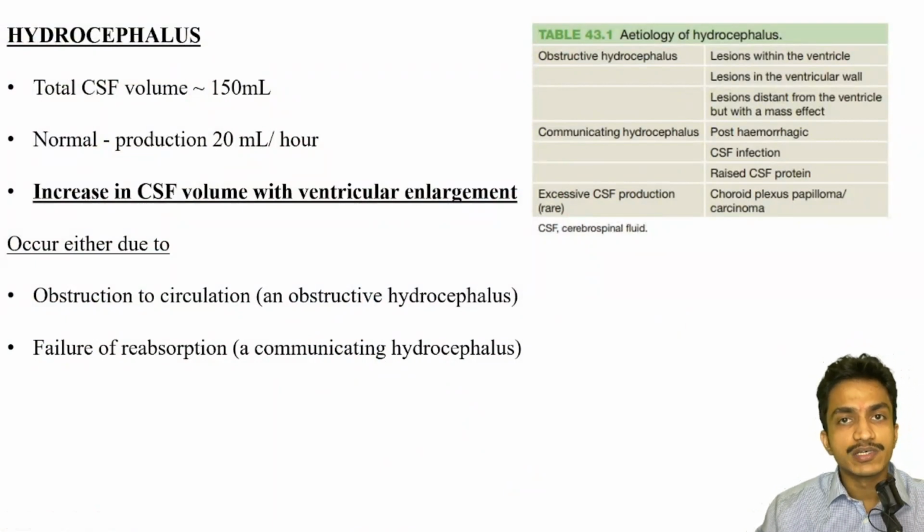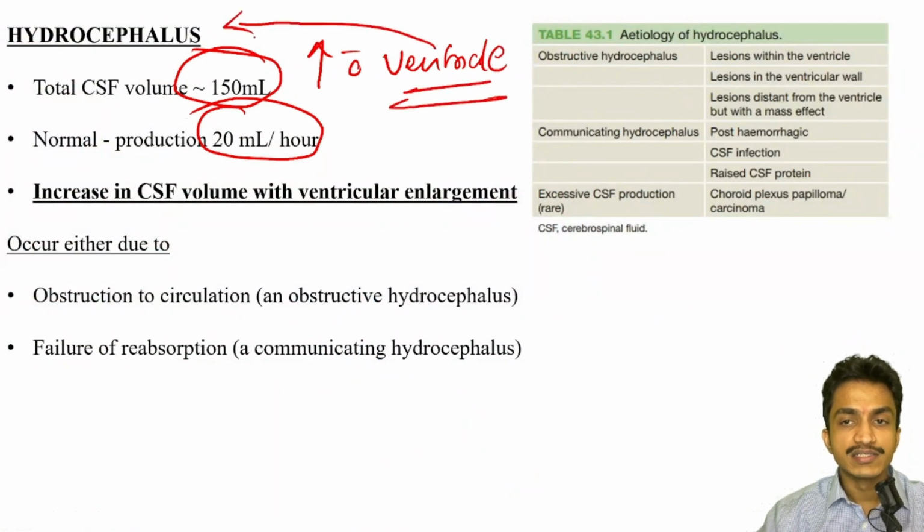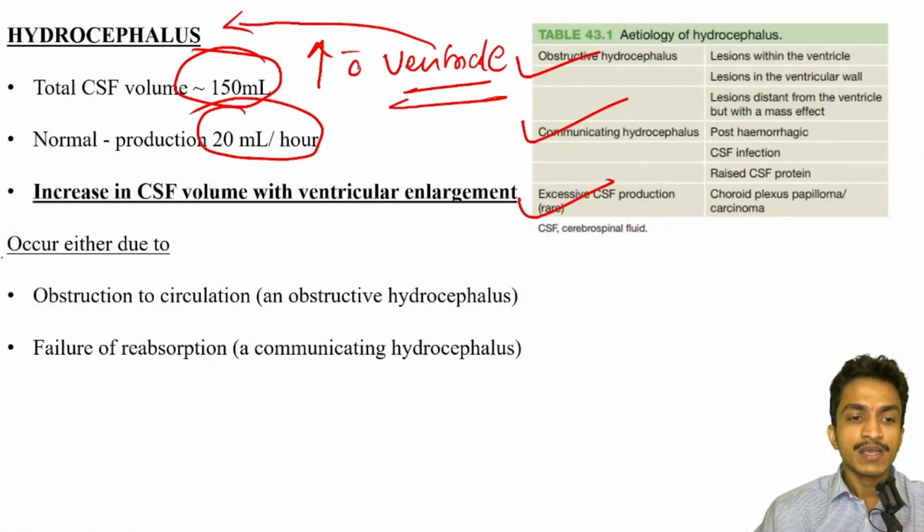So starting with the first, what is hydrocephalus? First we need to understand the total CSF volume in the cranial vault. It is around 150 ml and the rate of production is nearly 20 ml per hour. If there is an increase in this volume with the ventricles enlarging, then it is called hydrocephalus, and it is divided into obstructive, communicating, or due to excessive CSF production, which is very rare.